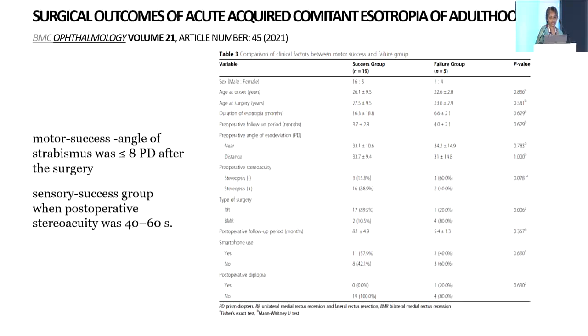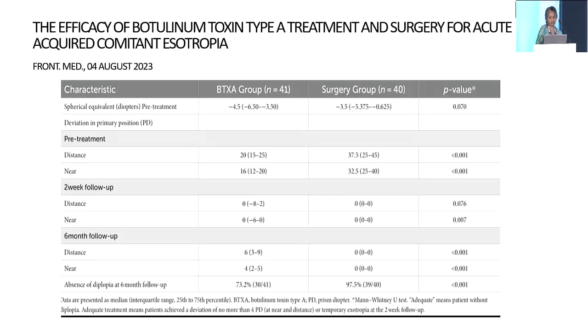So this was a study which was comparing with surgery, with success defined as less than 8 prisms and a sensory outcome of stereo 40 to 60. They found around 60 to 70% efficacy. Similarly, another recent study in August 2023 compared botulinum toxin and surgery, and in their experience they found about 73% success rate in the botulinum toxin group versus 97% for the surgery group.